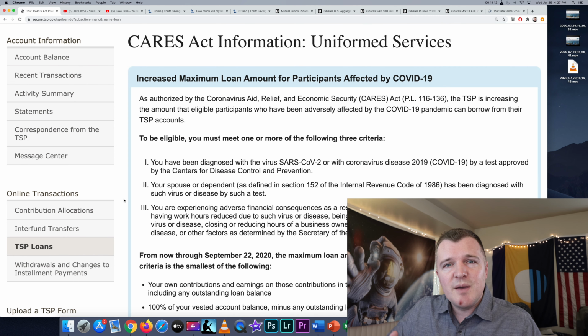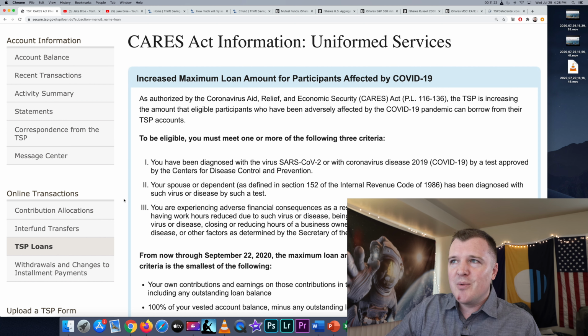The next tab that you might be interested in is TSP Loans. People do borrow against their TSP balance. I don't generally recommend this, but this is your money and you can do whatever you want with it. There's information about the CARES Act because with everything going on, there's been changes. You can also change withdrawals or installment payments. If you're already retired and withdrawing from your TSP, you can make changes here.